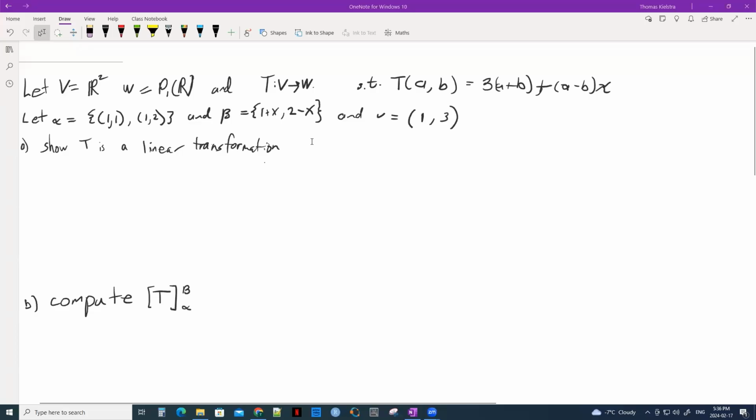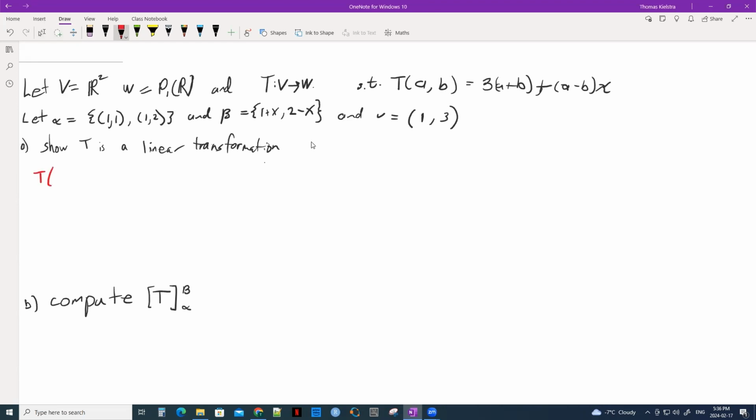We're now going to look at another example where we're mapping R2 to the polynomials of degree at most 1. And we're looking at the transformation that maps (a, b) to 3(a + b) + (a - b)x. The first thing we're going to do is show that it's linear.